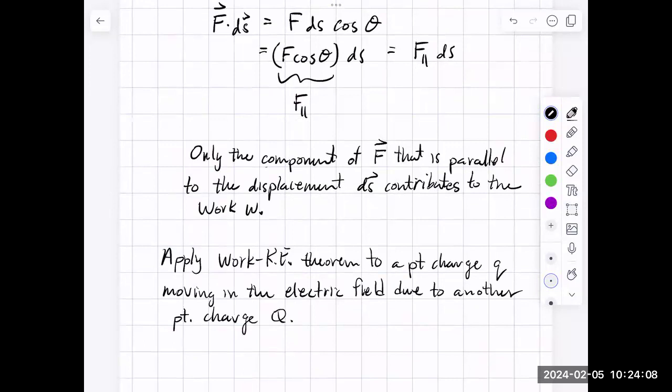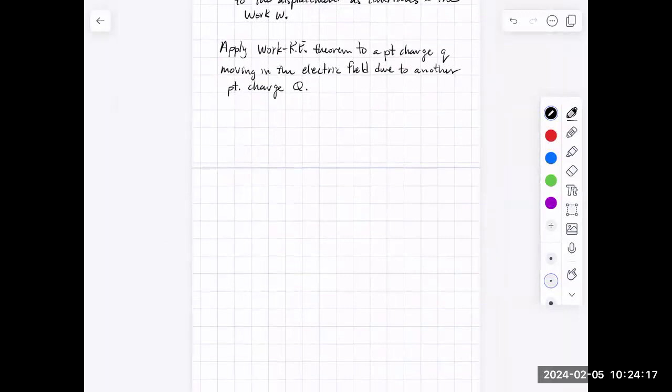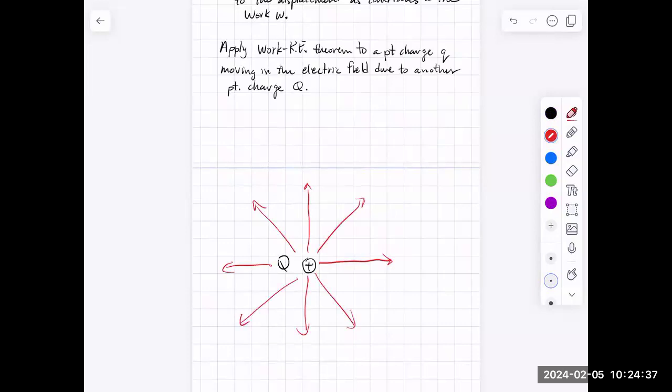All right, so we'll start just by drawing a picture. I'm going to leave myself some room to make a decent picture here. So let's say this is the point charge capital Q. This is the one that is creating the electric field. And we know that for a point charge, the electric field is radial, and so it's looking something like this. And what we're going to imagine is that we take a second point charge, little q, and we move it from position 1 to position 2.